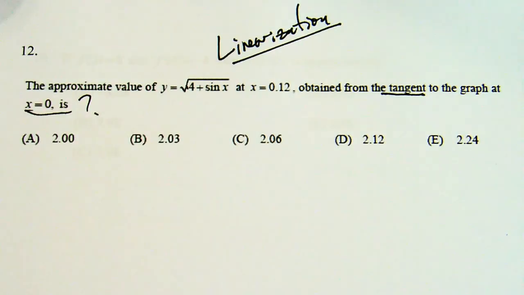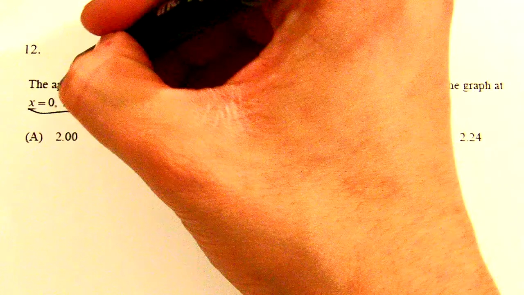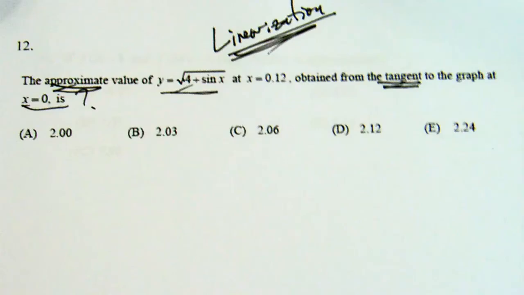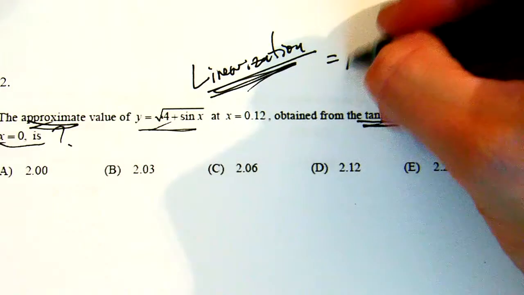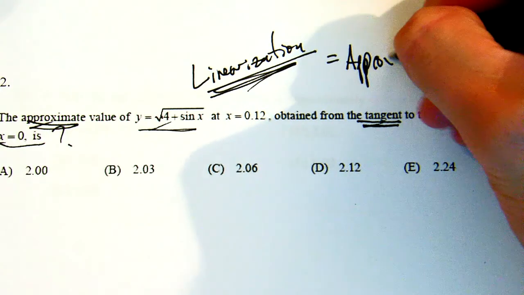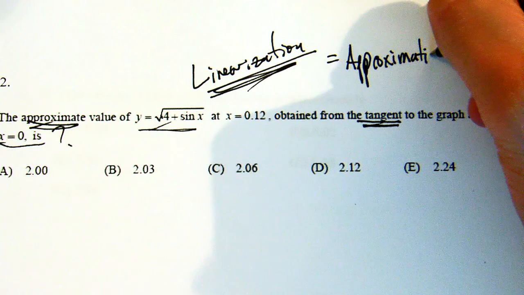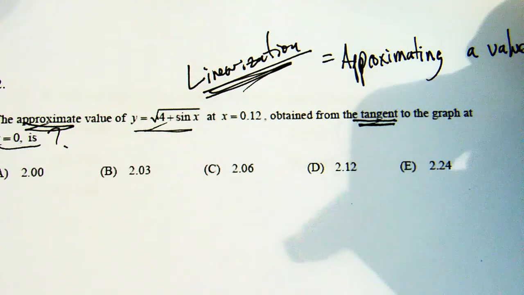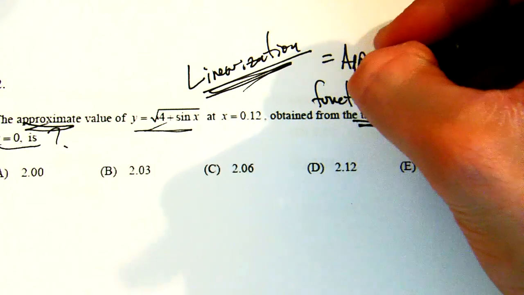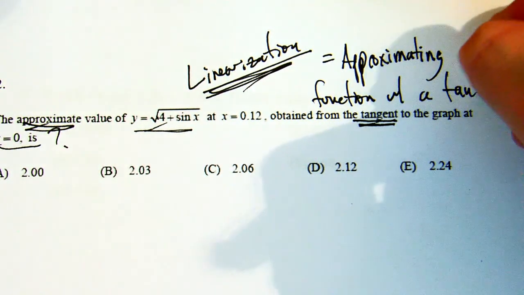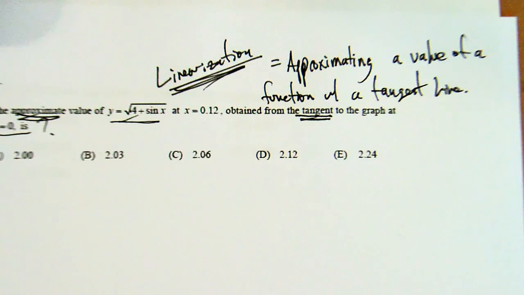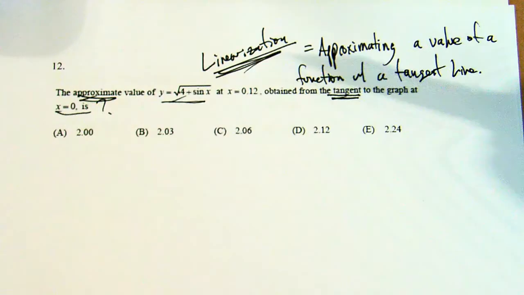So the key with this one here is you want to approximate this with a tangent line, which is basically the definition of linearization. Linearization is just approximating a value of a function with a tangent line. And that's the definition of linearization. And that's all it's asking you to do here. Okay? So we're going to figure this out here.